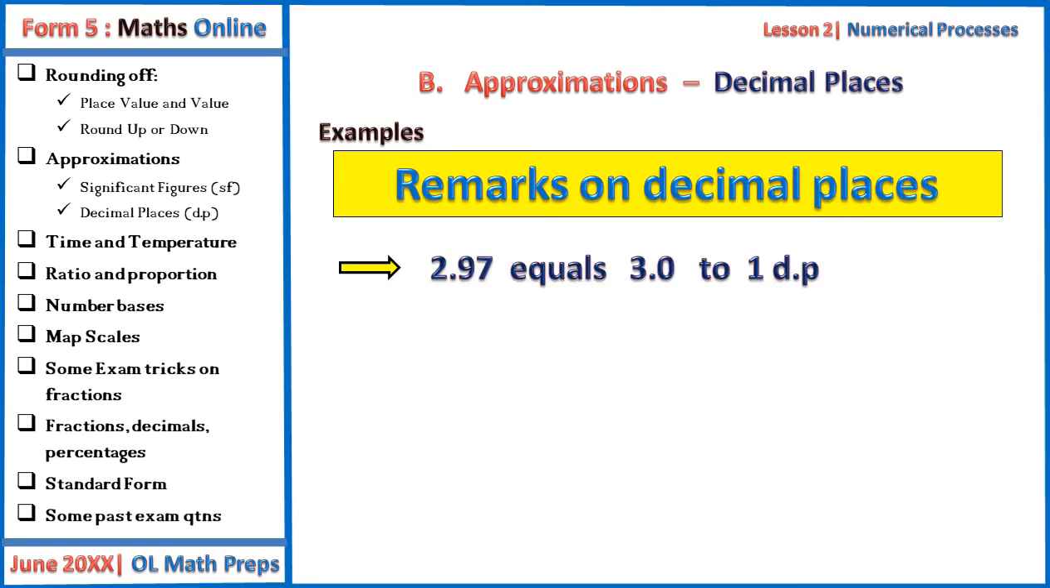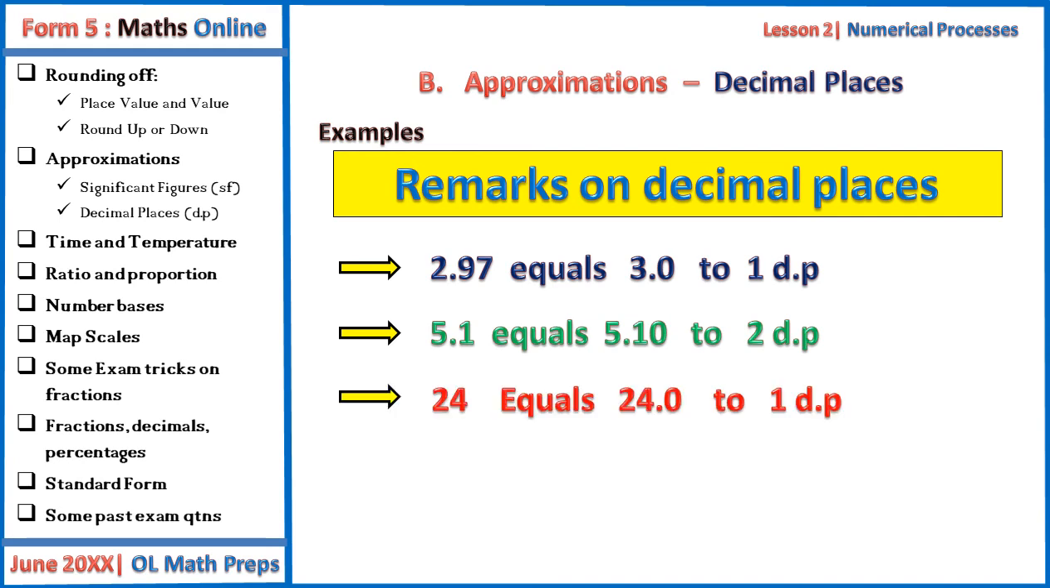Remarks on decimal places. 2.97 is equal to 3.0 to 1 decimal place. Note that the first decimal place is at 9, but the 7 will affect it, so you have to round up. You have 10, but you cannot write 10. You write 0 and carry 1 to 2. That gives us 3.0. 5.1 can be written as 5.10 to 2 decimal places. So to write this number from 1 decimal place to 2 decimal places, just add a 0.